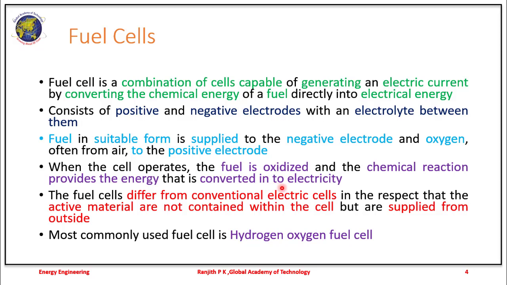Fuel cells differ from conventional electric cells in that the material used is not contained within the cell but is supplied from the outside. For example, in a conventional lead acid battery that we use in clocks, remote control toys, etc., the fuel is contained inside, whereas for fuel cells it is supplied from outside. The most commonly used fuel cell is the hydrogen oxygen fuel cell.